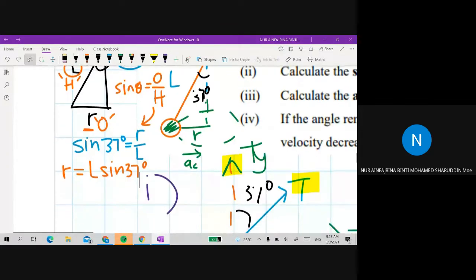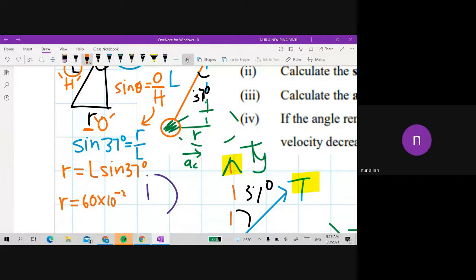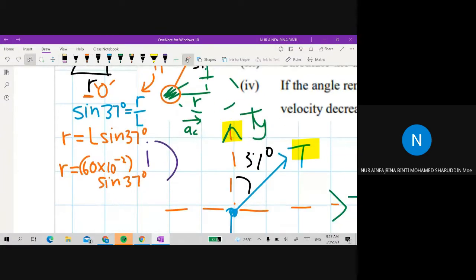Okay, what is your length? 60 cm. So convert the 60 cm to meters. Very good. So sin 37 degrees. Press your calculator, what do you get for your radius? 0.361 meters. Am I right? Yes. Okay, very good.